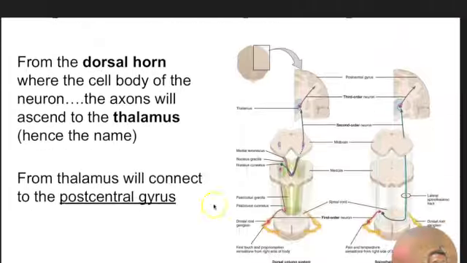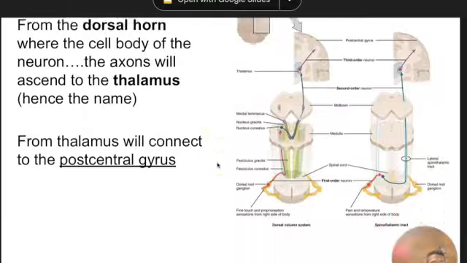Spinal thalamic tract, we saw this earlier. From the dorsal horn, where's the dorsal horn? In the back as well. Okay, where the body and the neuron, the axon, will ascend to the thalamus. From the thalamus it will connect to the postcentral gyrus. So it's going to decussate at the same level, across, and directly up to the thalamus.